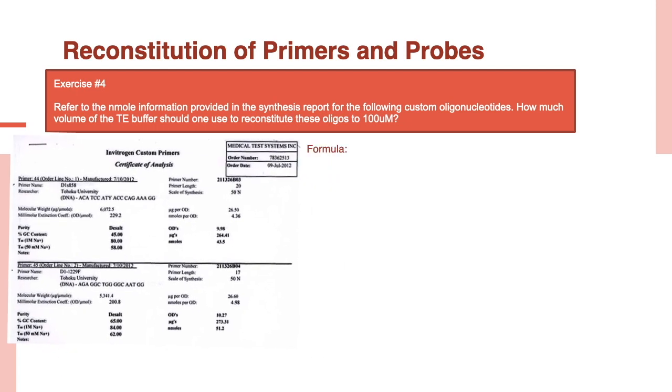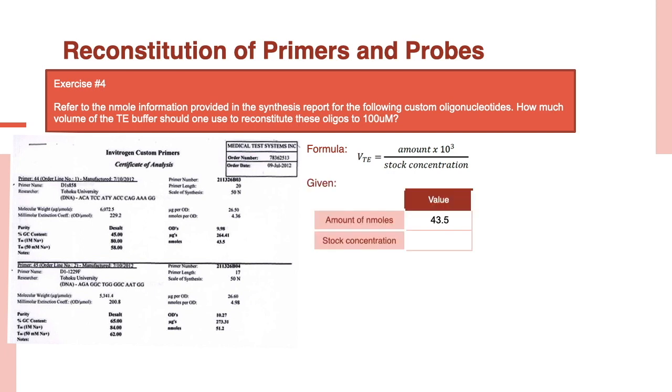In this problem, we will use the formula: volume of TE buffer is equal to amount times 10 cubed divided by stock concentration. The givens are: the amount is 43.5 and the stock concentration is 100 micromolar. The solution is 43.5 times 10 cubed divided by 100 micromolar. This equals 435 microliters. Therefore, we need 435 microliters of TE buffer to reconstitute primer D1S858 to 100 micromolar.